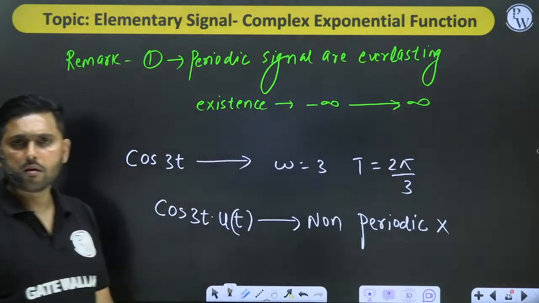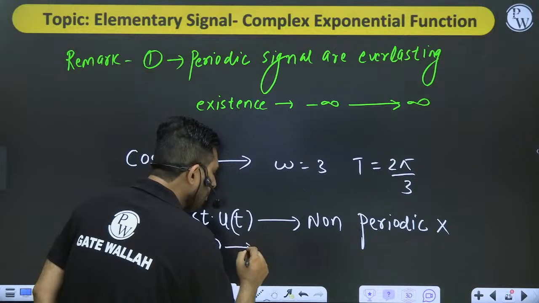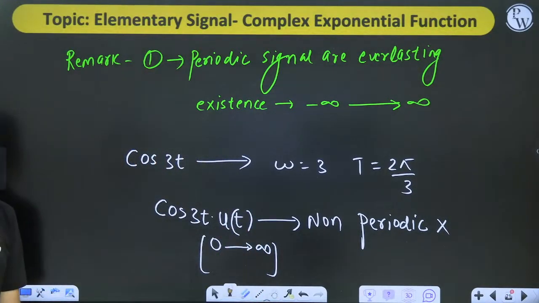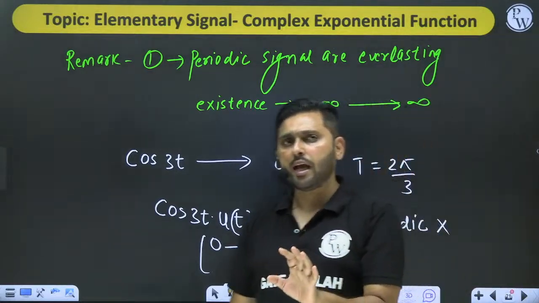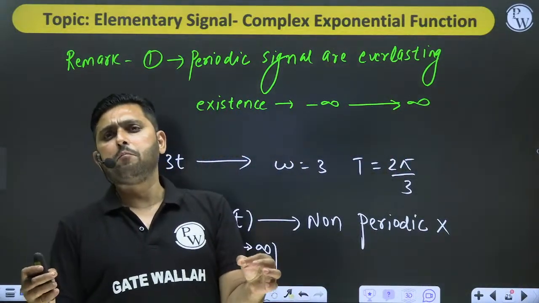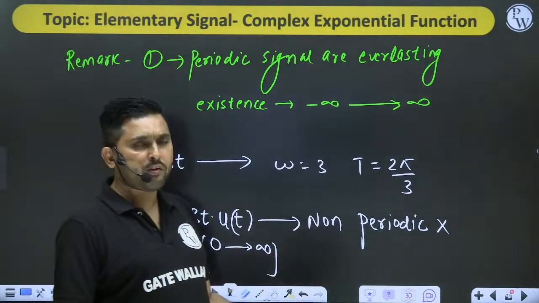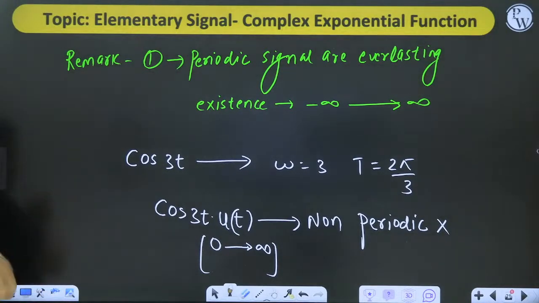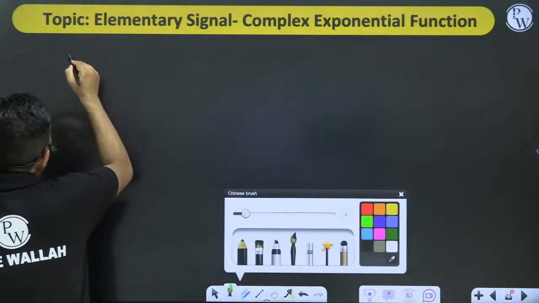Why non-periodic? Because it exists from 0 to infinity. So that's all the meaning: whenever I say I have a periodic function, then it must exist from minus infinity to plus infinity. That's what the periodic nature of a function means. That's the one thing. Second thing, let's come to the second thing.